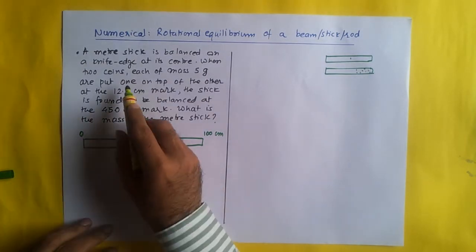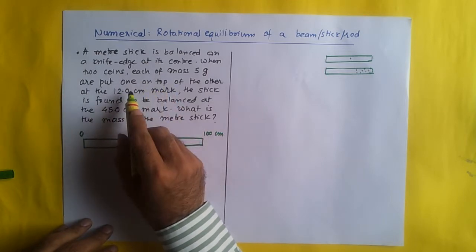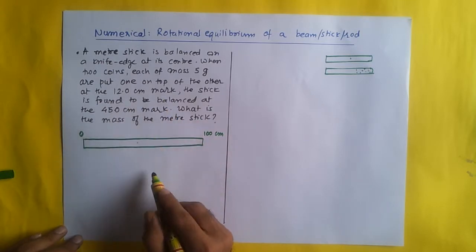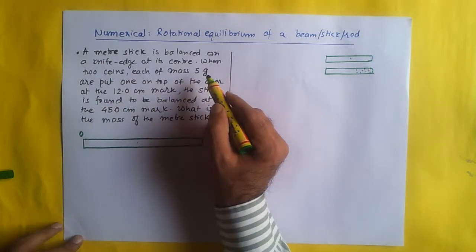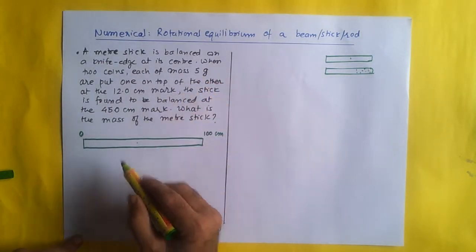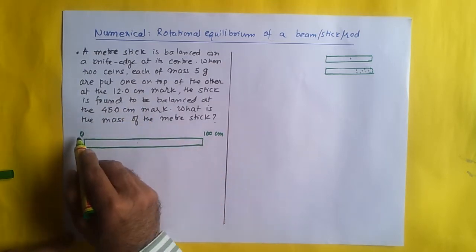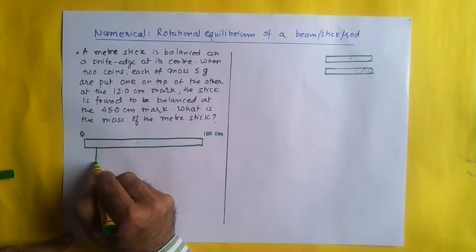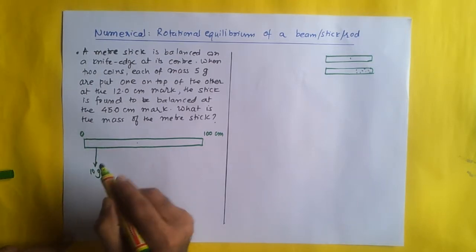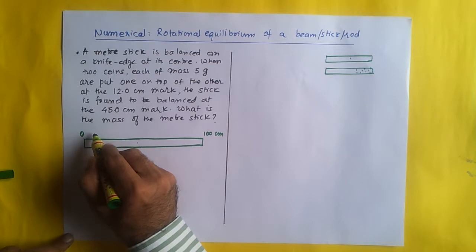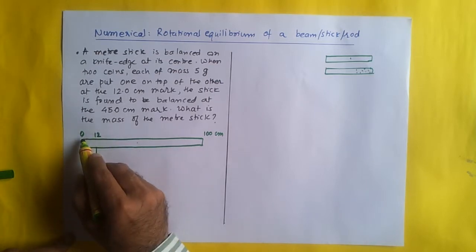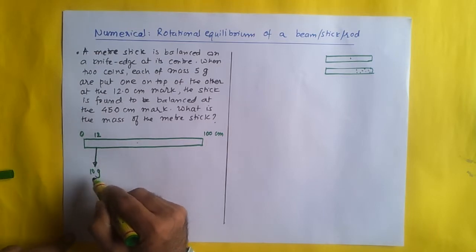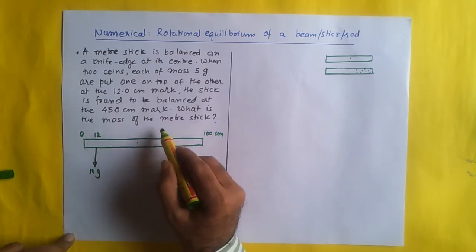When two coins each of mass 5 gram are put one on top of the other at the 12 centimeter mark, the total mass is 10 grams. The 12 centimeter mark is always measured from the zero end, so somewhere over here. Here we have a force of 10 gf acting at 12 centimeter. This is 0 centimeter, 12 centimeter, this is 100 centimeter. So we have 10 grams put over here, acting at this point.